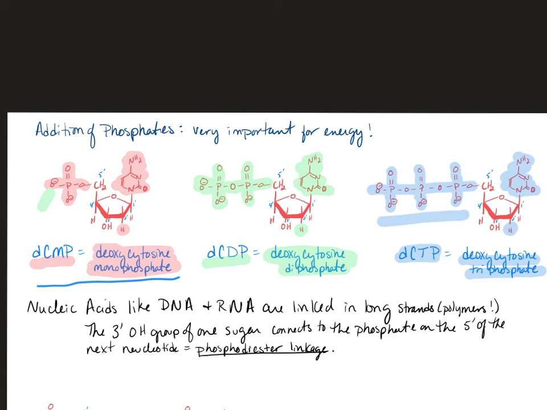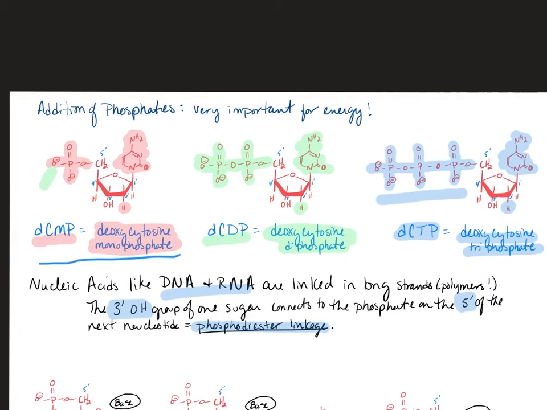Okay, so nucleic acids like DNA and RNA are linked together by these long strands. That's really what makes polymers, like plastics too. Okay, so we talked about what the numbering system was, the 1', 2', 3'. Well, here's why we need to know that in part. The 3' OH of one sugar connects to the phosphate on the 5' of the next nucleotide. And that's what we define as a phosphodiester linkage.